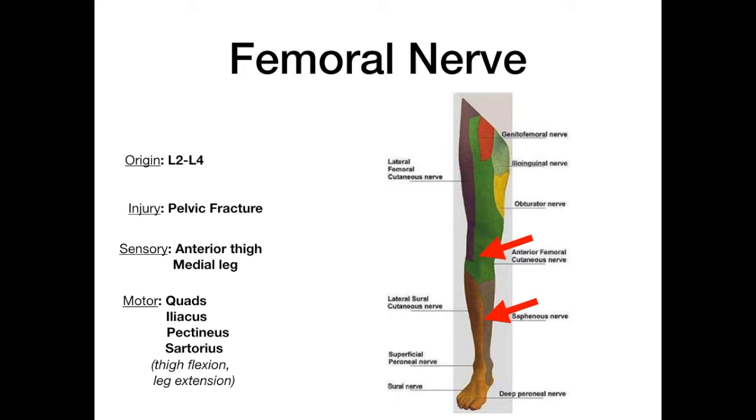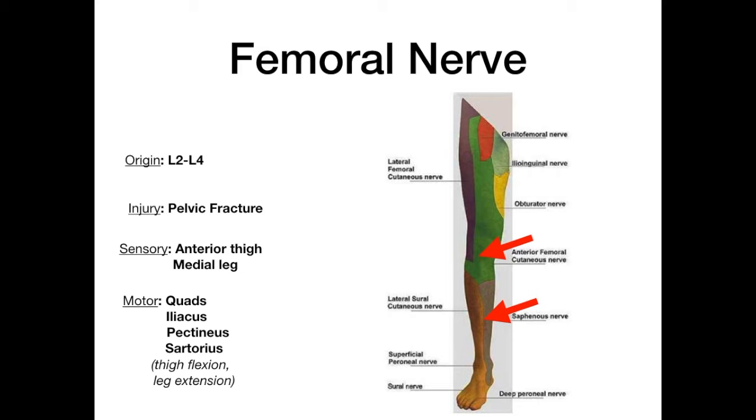So we're going to spend a little bit more time here. The femoral nerve originates from L2 to L4. Now, pelvic fracture is classically the injury associated with femoral nerve damage. And why the femoral nerve is really important is because it provides sensory to both the anterior thigh, but also the medial leg. And let me pause for a second and explain this.